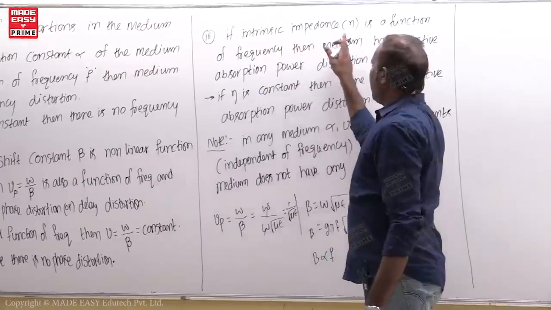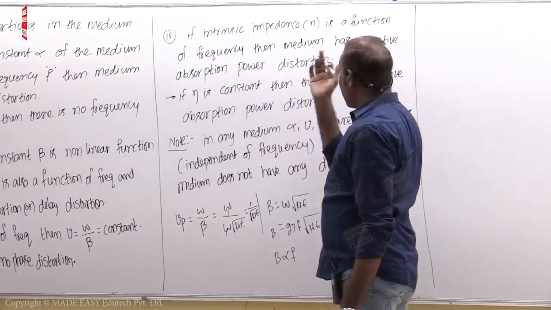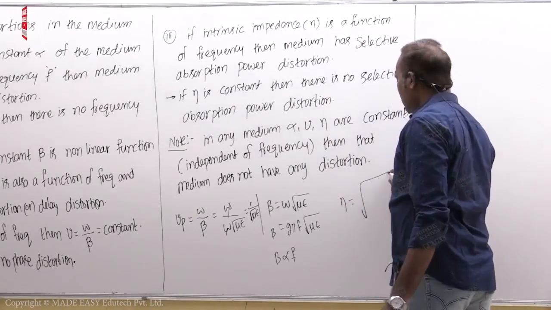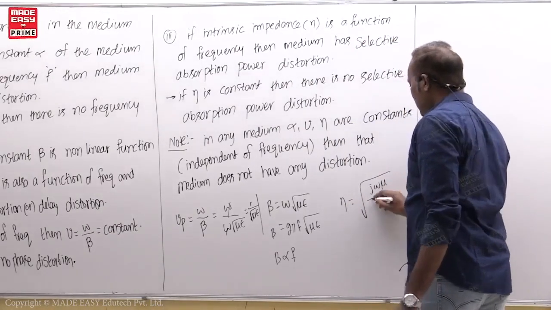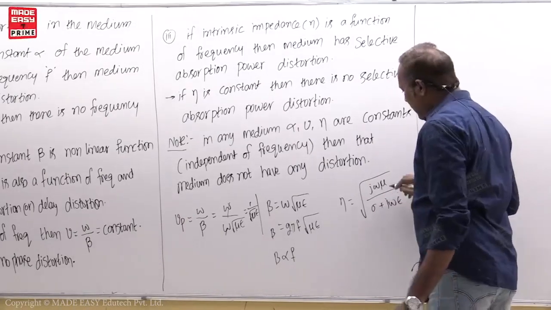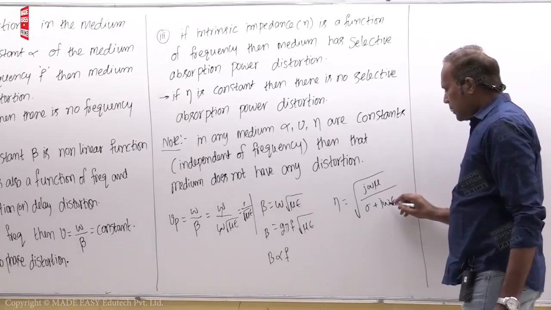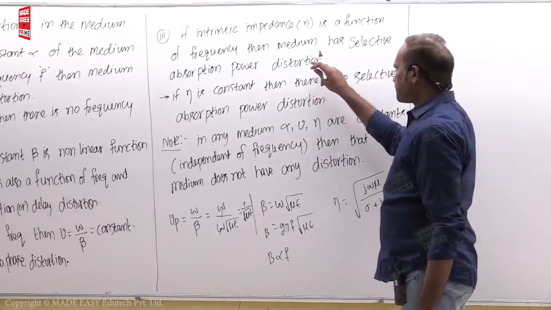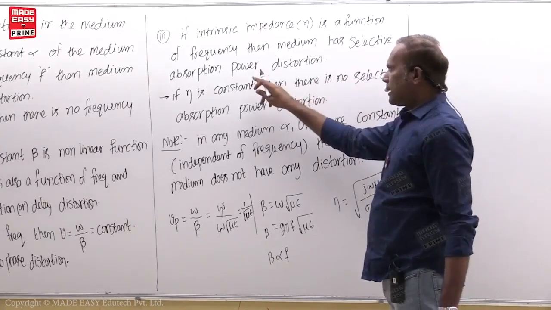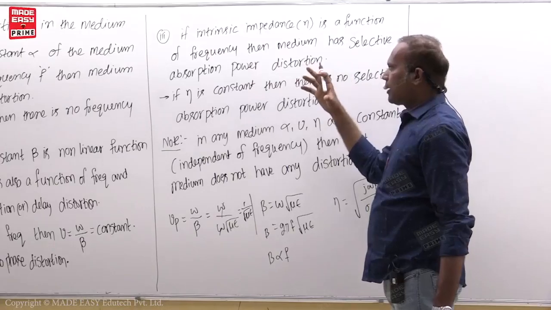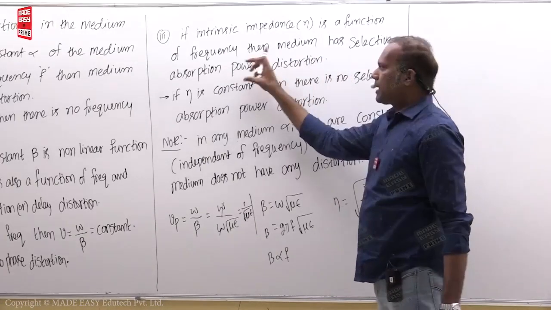Now, if the intrinsic impedance eta is a function of frequency, for example, intrinsic impedance is equal to root of j omega mu divided by sigma plus j omega epsilon. If sigma is there, then omega is 2 pi f, so it is a function of frequency. In that case, the medium has a selective absorption power distortion. For particular frequencies, that medium absorbs the power.